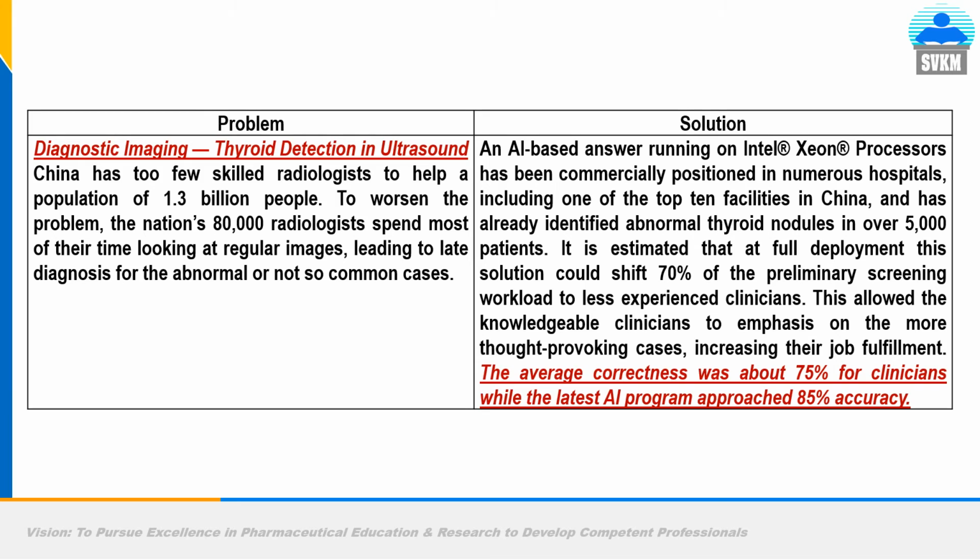including one of the top 10 facilities in China, and has already identified abnormal thyroid nodules in over 5,000 patients. It is estimated that at full deployment, this solution could shift 70% of the preliminary screening workload to less experienced clinicians. So it is like layer by layer exposure of the patient to the doctor. Initial screening will be done by medical imaging AI algorithms. Then only severe cases will be sent to the human experts. This allows the knowledgeable clinicians to emphasize the more thought-provoking cases, increasing their job fulfillment. The average correctness was about 75% for clinicians, while the latest AI program approached 85% accuracy. You see the importance of AI.